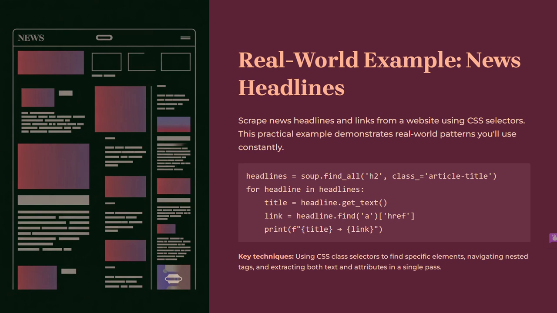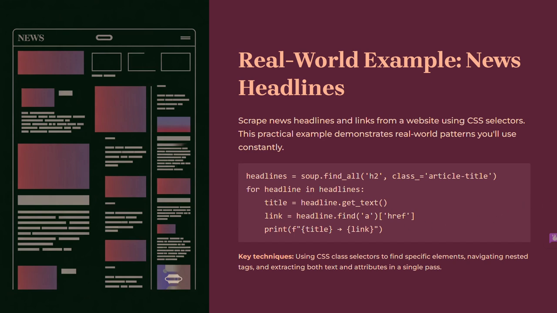So let's go deeper with a more practical example: scraping news headlines. Imagine we want to extract all article titles and their links. We can target a specific tag and class like headlines = soup.find_all, an h2 tag with class article-title. Then loop through them with this piece of code.